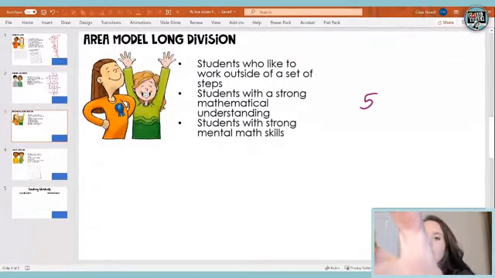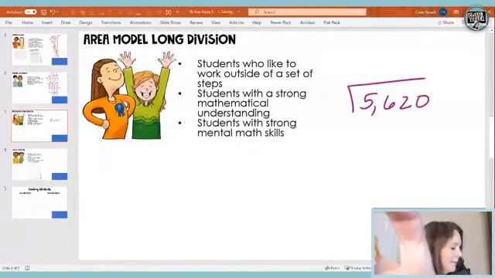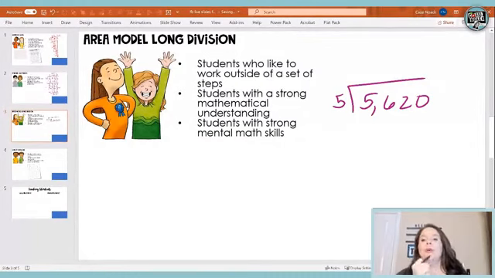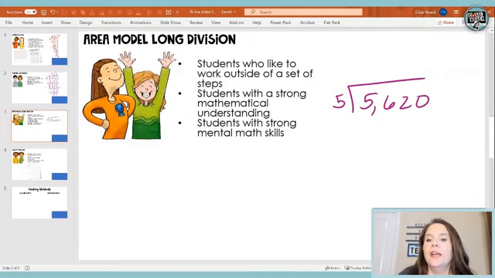5,620 divided by 5. Okay. So what we're going to do is take off parts, but we're not really going to subtract them. All we're going to do is decompose our dividend, 5,620. And we're going to decompose it into compatible numbers so that they can be divided easily. So I think the first thing I can take out is 5,000.